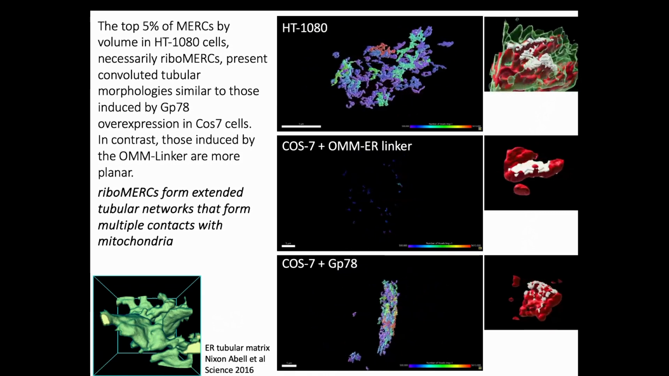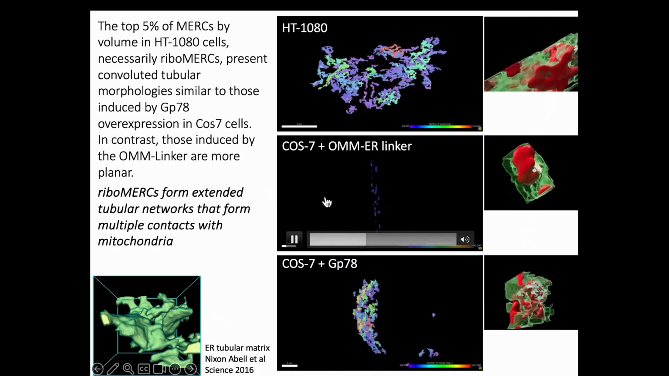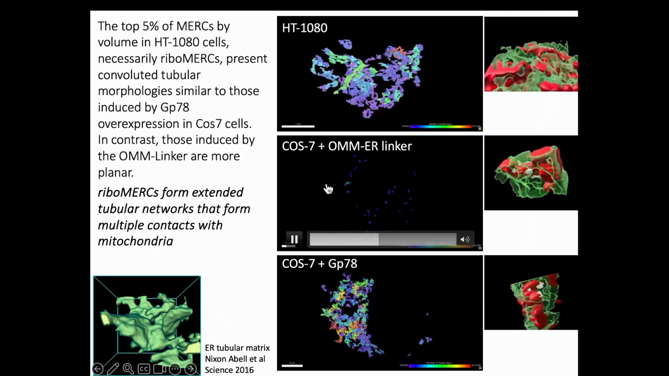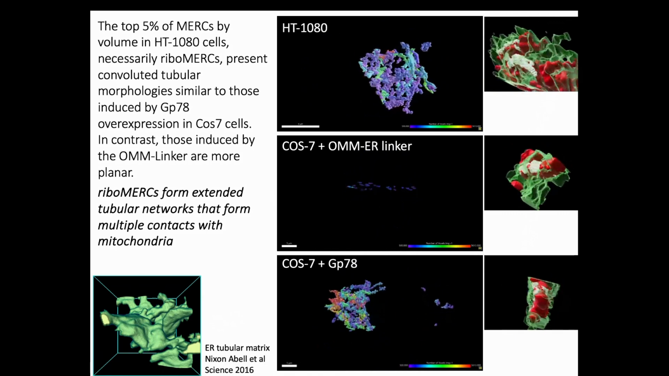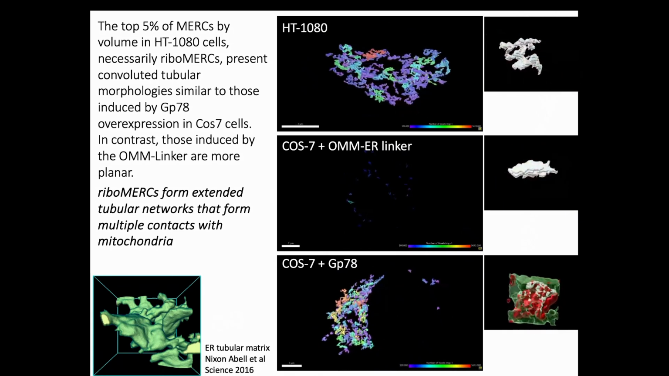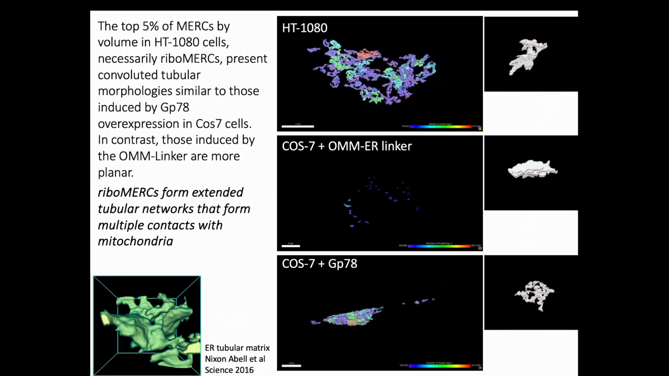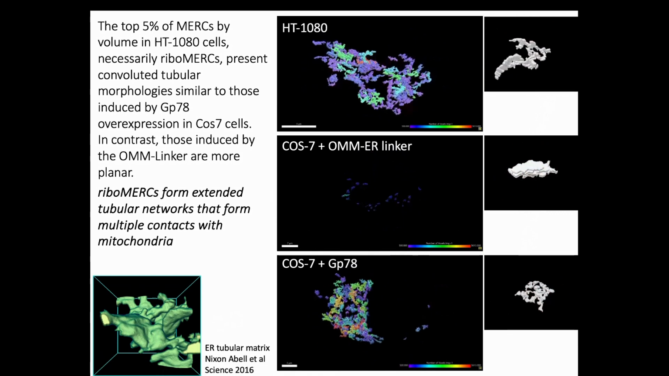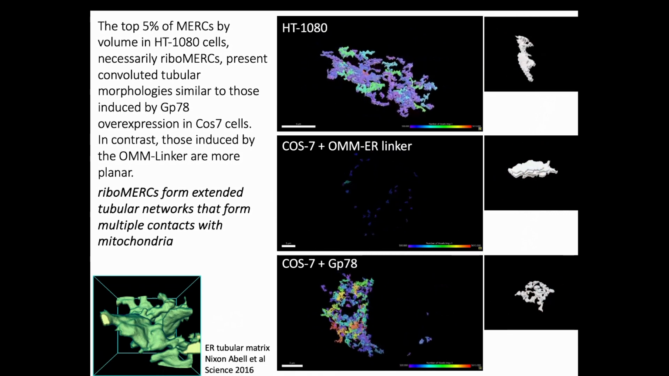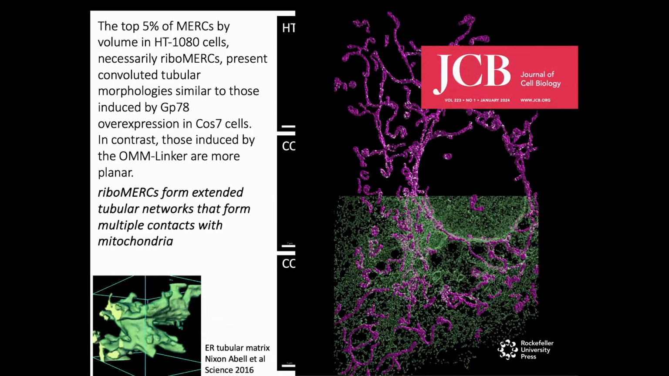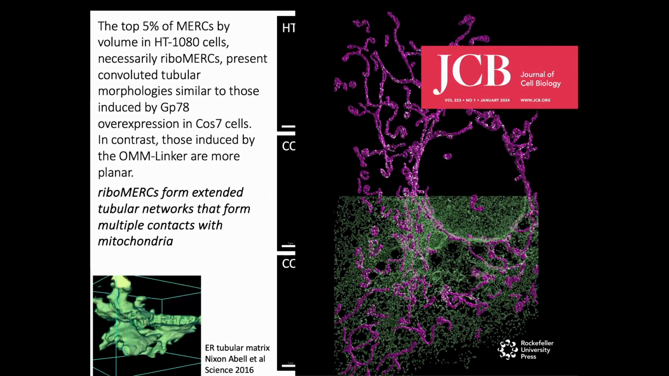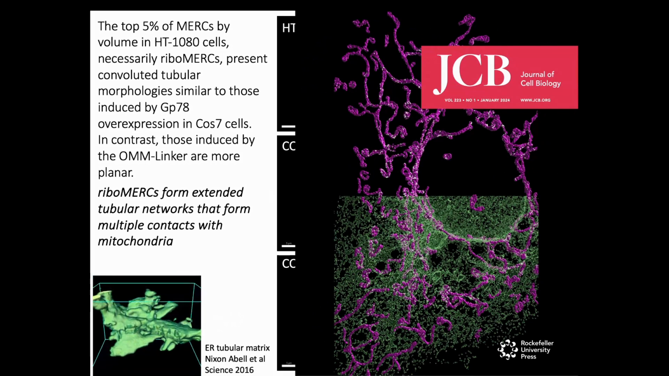What was interesting is that when we took a look at the cells expressing this linker, the contact sites were flatter, smaller, and different in shape, suggesting that different contact sites can form, and that these tubular ribomercs have a distinct tubular morphology. This was published in JCB, and we have the cover, and you're welcome to take a look at this paper, and certainly we're happy to respond to any comments.